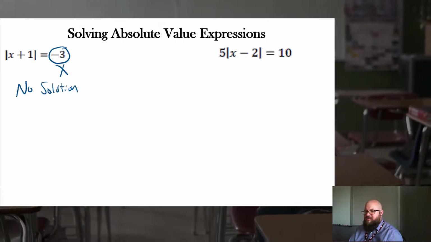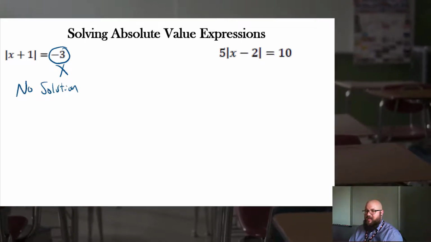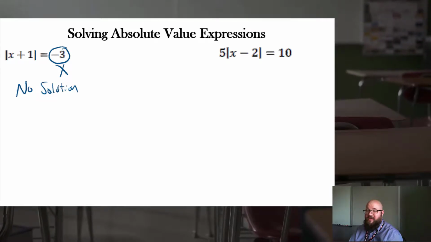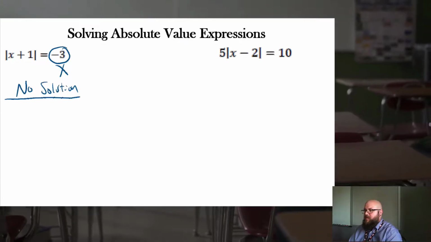Because if I take the absolute value of any number in the world, any number, negative or positive, I should get a positive answer. So there's no way the absolute value of any number is going to give me a negative value. So no solution. So look at this next one.